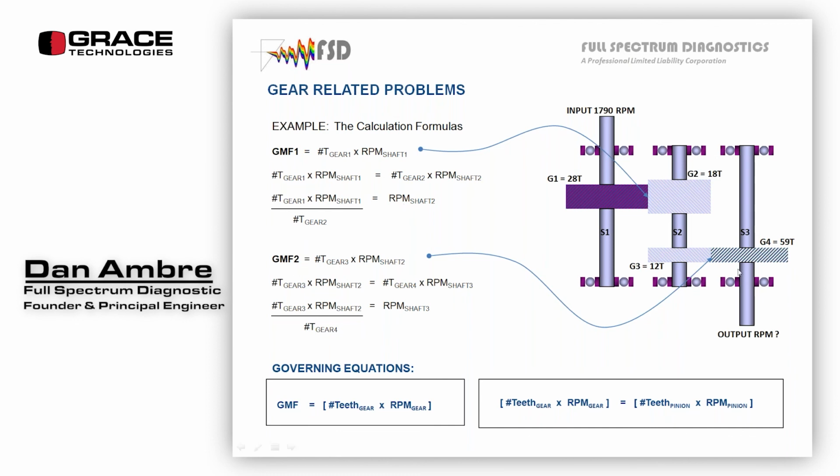Same thing with the gear mesh frequency number 2. If we calculate the intermediate shaft speed, we multiply it by 12 and we get this meshing frequency. And then we end up dividing by 59 to get the output speed. Okay. Gear mesh frequency 1, 28 teeth, 1790 RPM. We multiply those two together because that's our governing formula for gear meshing. I get 50,120. Okay. That's the gear mesh for this shaft and for this shaft. So those two are touching, they share this gear mesh frequency.